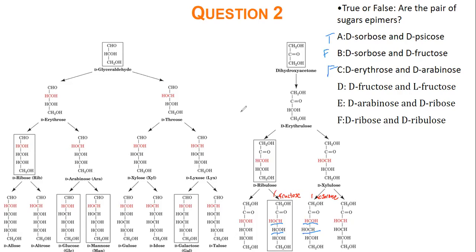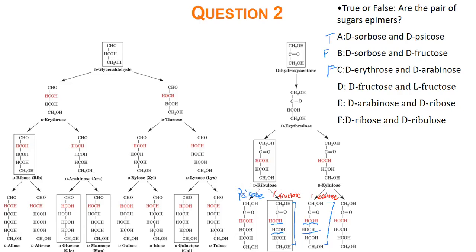So I have a question, how do we answer this? Basically, you're just looking at the two sugars and you're asking yourself, if I'm looking at my chiral carbons, that is carbons that are connected to 4 different things, which side is my OH on? If they only differ on one carbon, they are epimers. So our first one was true.